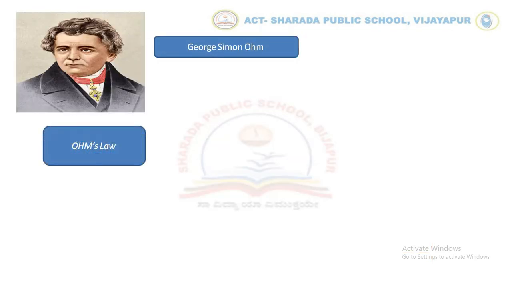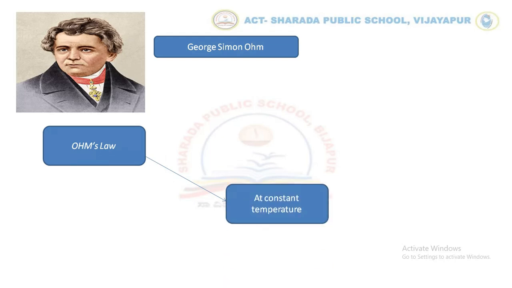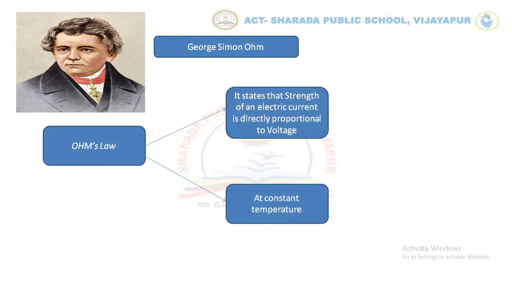Let us look at Ohm's law. Scientist George Simon Ohm has explained the relationship between electric current and potential difference. This relationship explained at a particular condition, that is, at constant temperature. This law states that strength of an electric current is directly proportional to voltage at a constant temperature.